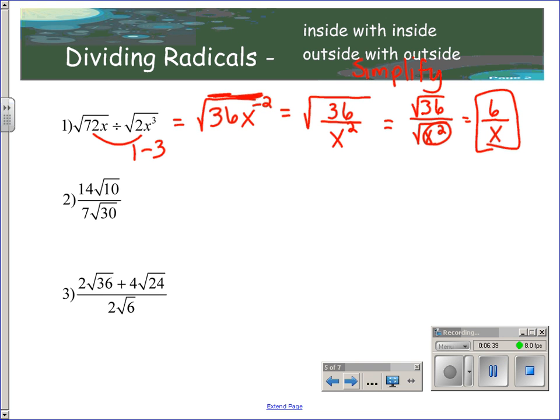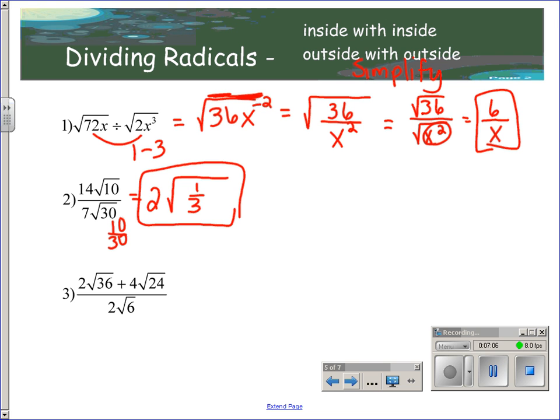Let's do number 2. Outsides first. 14 divided by 7 is 2. Insides, 10 divided by 30. Does not go in evenly. So we have 10 over 30. Reduce it to 1/3, and we're going to leave our answer as that now. We'll fix that fraction tomorrow when we do denominators.